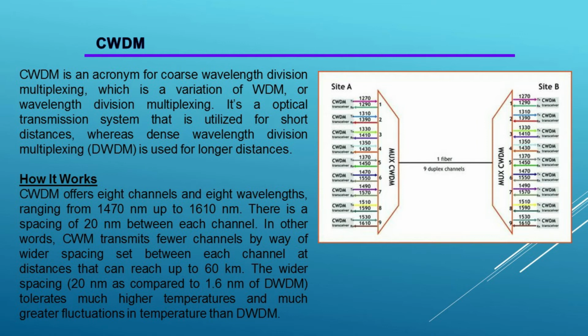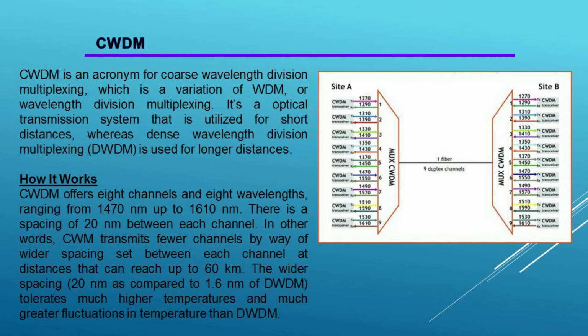CWDM is an acronym for Coarse Wavelength Division Multiplexing, which is a variation of WDM. It's an optical transmission system that is utilized for short distances, whereas Dense Wavelength Division Multiplexing (DWDM) is used for longer distances. How it works. CWDM offers 8 channels and 8 wavelengths, ranging from 1470 nanometers up to 1610 nanometers. There is a spacing of 20 nanometers between each channel.